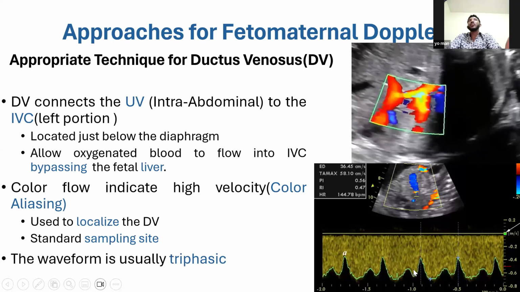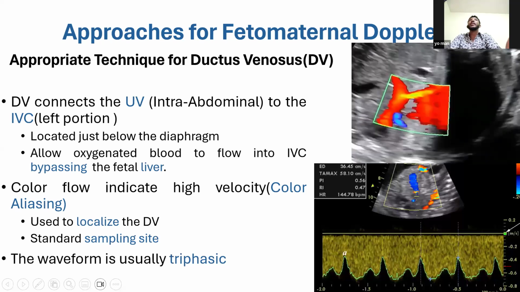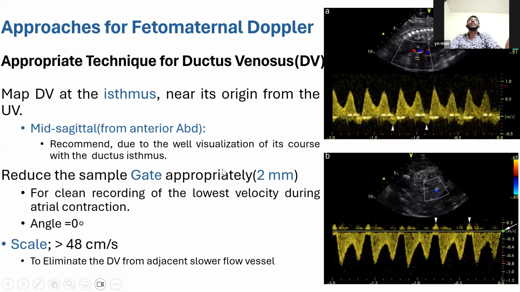So the waveform is usually triphasic. The systolic, diastolic, and atrial waveforms will be created. So this is a different way of mapping the ductus venosus.